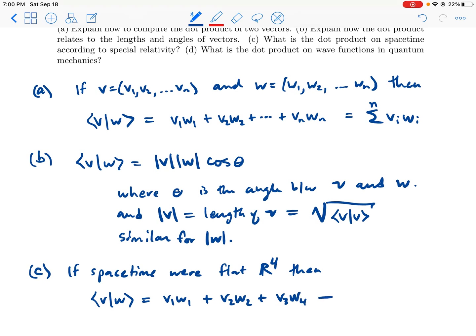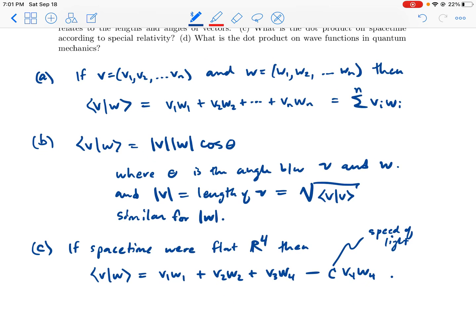except here we have a minus sign, and that's it. Sometimes you might put a minus c, where c is the speed of light. But this ends up being the dot product, I'd say, in special relativity.